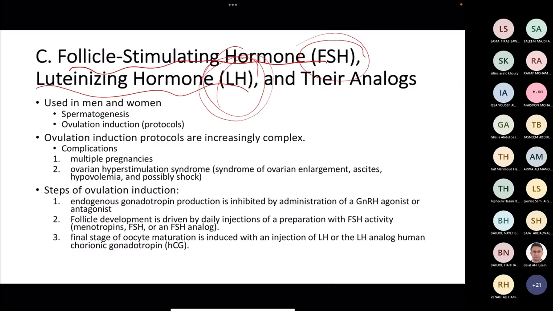Now, as you can see from the name, follicle stimulating hormone stimulates the follicle growth. And luteinizing hormone kicks in on day 12, which is the average day of luteinization, or ovulation, and is responsible for the rupture of the follicle and release of the ovum.